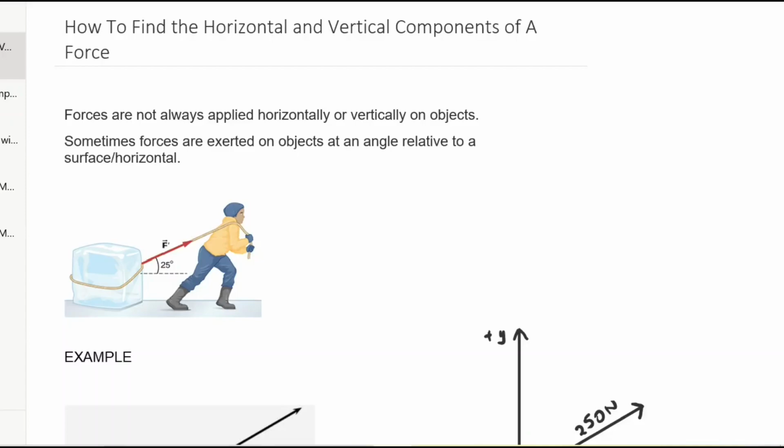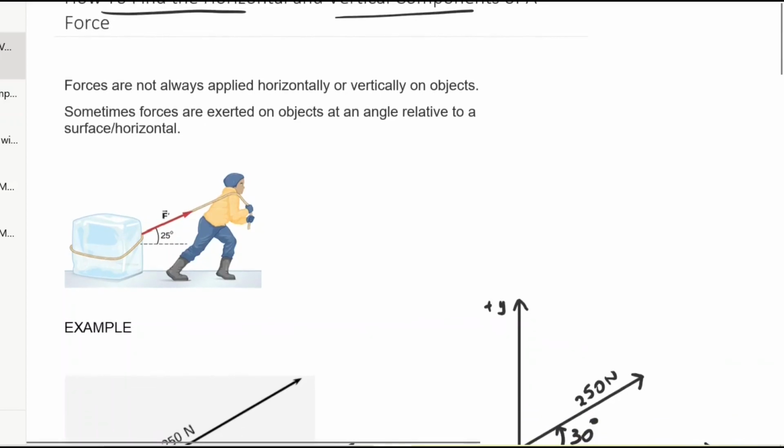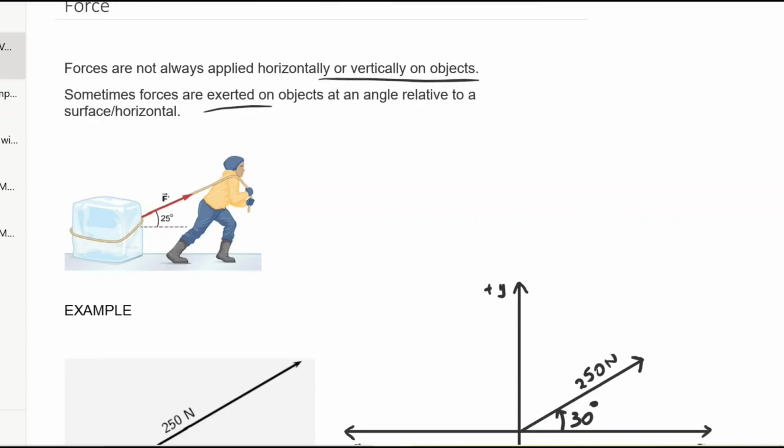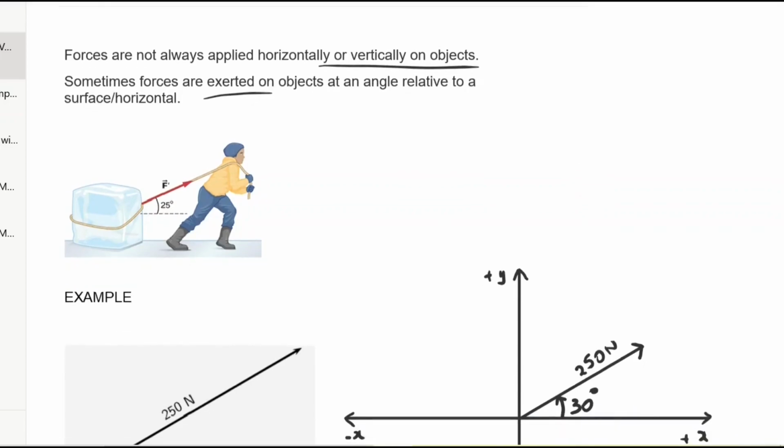In this lesson, I'm going to show you how to calculate horizontal and vertical components of a force. Forces are not always applied horizontally or vertically on objects. Sometimes forces are exerted on objects at an angle relative to a surface or the horizontal, as in this man here. Because the rope runs over his shoulder, the rope makes an angle of 25 degrees relative to the horizontal.